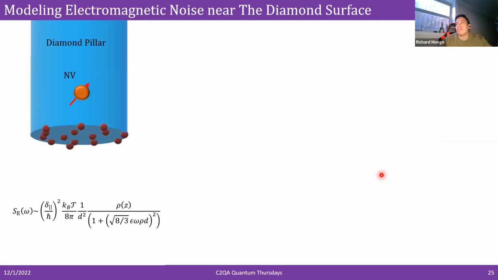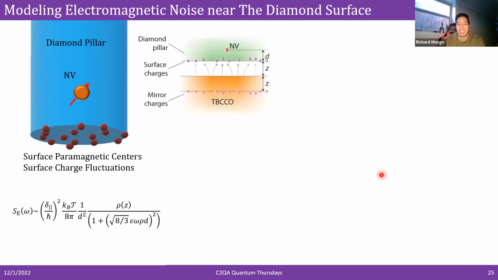So now what we have to do is consider the sources of noise of the NV centers, either coming from paramagnetic centers at the surface or from surface charge fluctuations, giving rise to electric field noise.